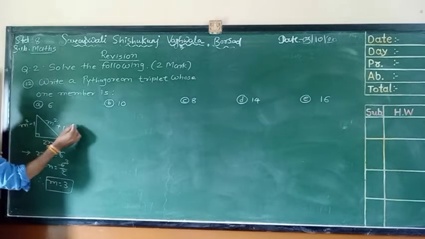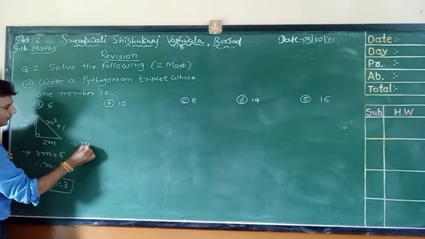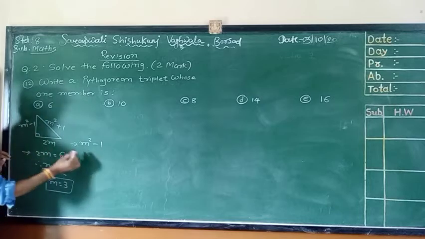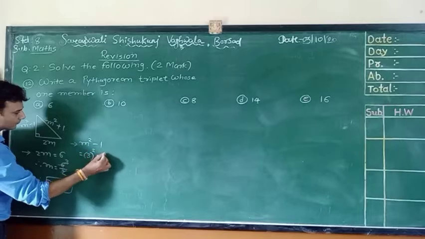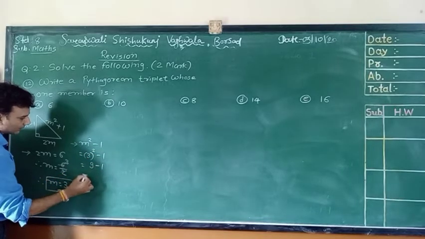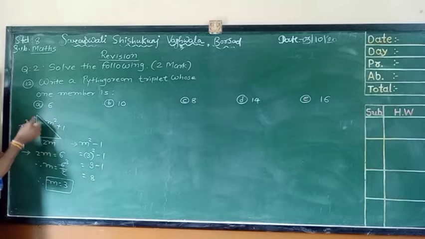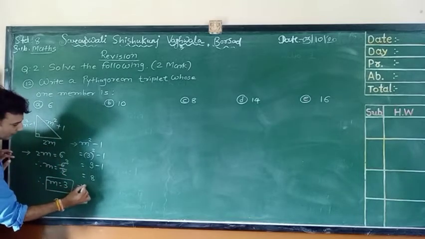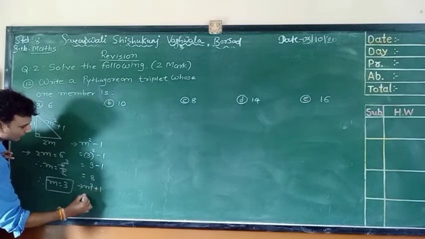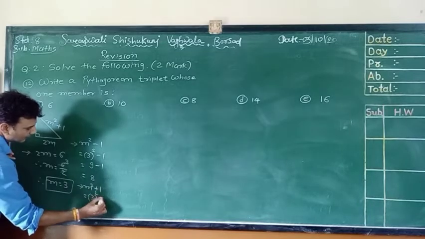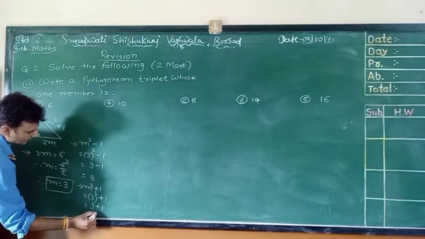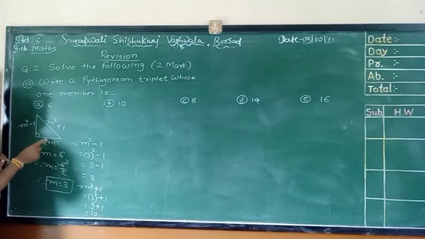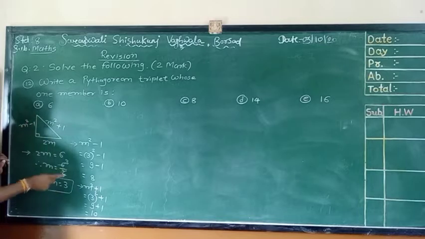So we can take here m square minus 1. The m value we already have, 3, so 3 square is 9, 9 minus 1 is 8. Now this hypotenuse value we want to find, so we write m square plus 1. The m value is 3, so 3 square plus 1 is 9 plus 1, which is 10. That means this measurement is 6, this measurement is 8 and this measurement is 10.